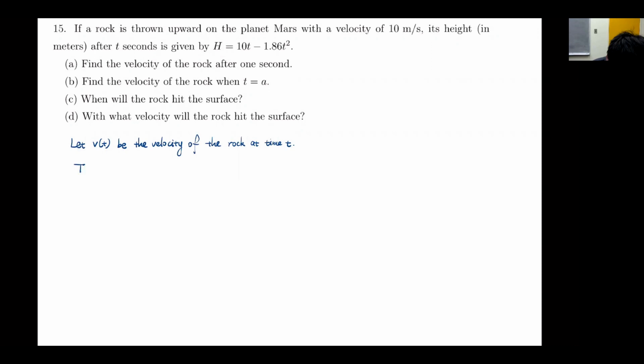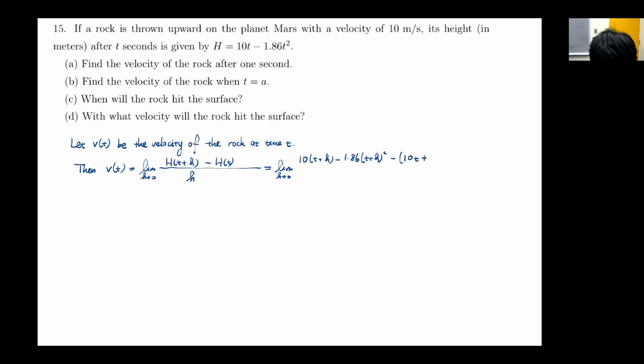Then v of t is going to be the limit of the difference quotient, h of t plus h minus h of t, divided by h. This is what we want to compute. Plugging in the expression for h, we see that h of t plus h is going to be 10 times t plus h minus 1.86 times t plus h squared. And h of t is going to be 10 times t minus 1.86 t squared.